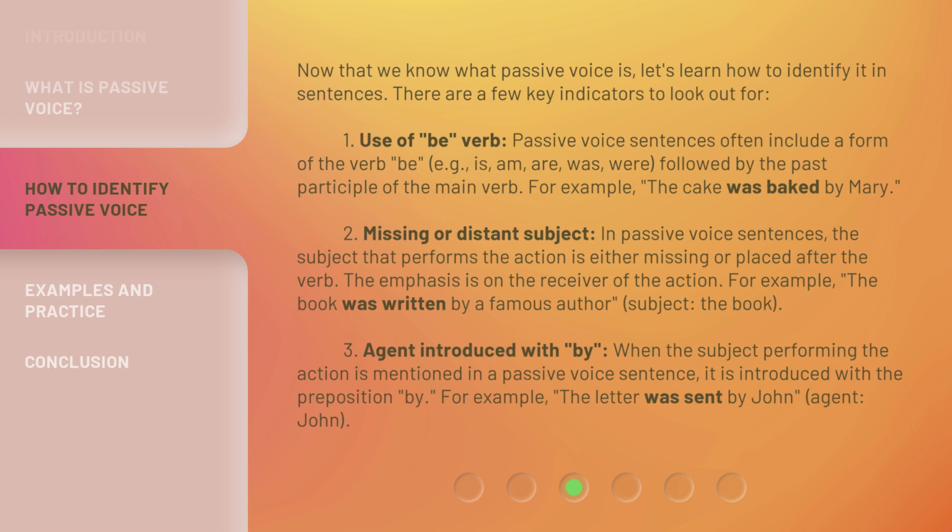Subject, the book. 3. Agent introduced with by. When the subject performing the action is mentioned in a passive voice sentence, it is introduced with the preposition by. For example, the letter was sent by John. Agent, John.